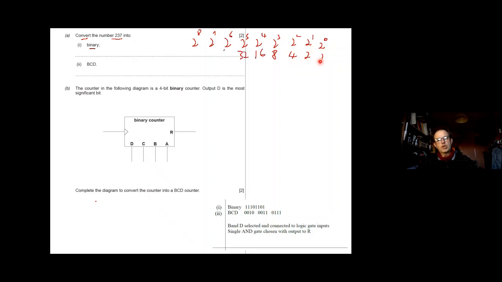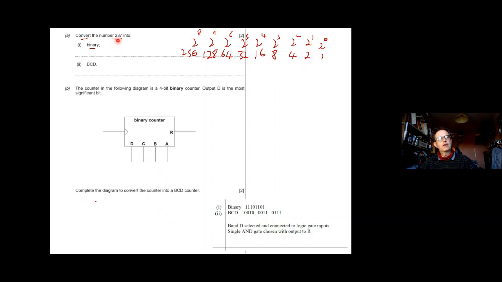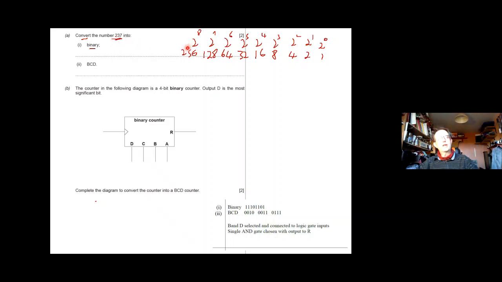So 2 to the power of 0 is 1. So it goes up 2 times 2 times 2 times 2 times 2 times 2. Now where you stop is going to be your judgment. In this one, I'm going to go to 237. So I realize 2 to the power of 8 I won't need. Okay, so I need to make 237 now from all of these combinations.